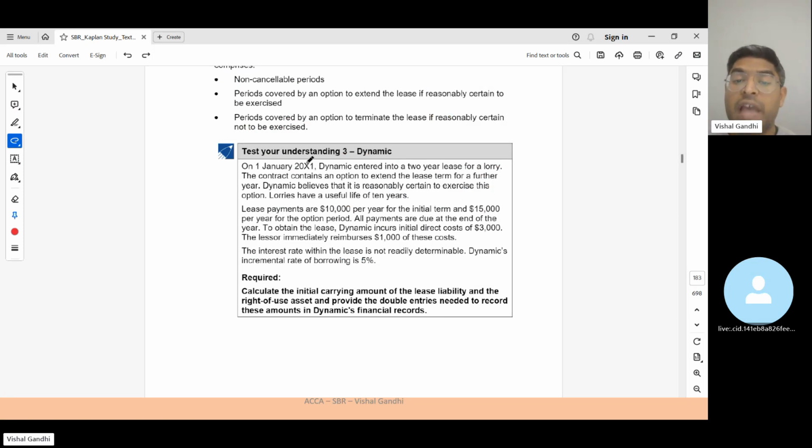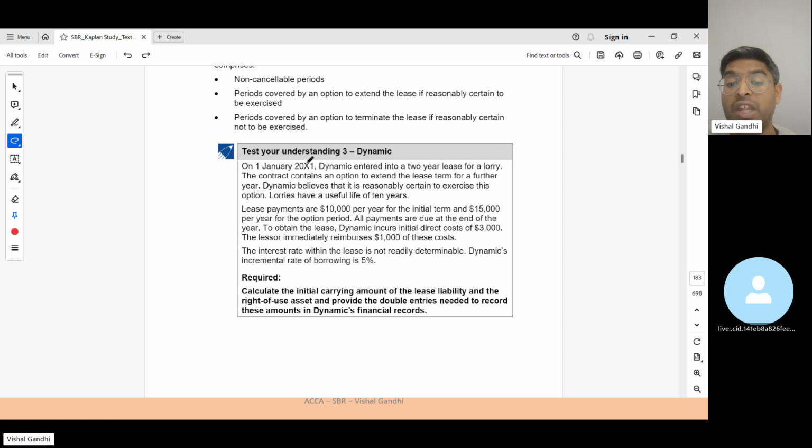On 1st January 2001, Dynamic entered into a 2 year lease for a lorry. The contract contains an option to extend the lease term for a further year. Dynamic believes that it is reasonably certain to exercise this option. The lorry has a useful life of 10 years. Lease payments are $10,000 per year for the initial term and $15,000 per year for the option period. All payments are due at the end of the year. To obtain the lease, Dynamic incurs initial direct costs of $3,000. The lessor immediately reimburses $1,000 of this cost. The interest rate within the lease is not readily determinable, and Dynamic's incremental rate of borrowing is 5%.